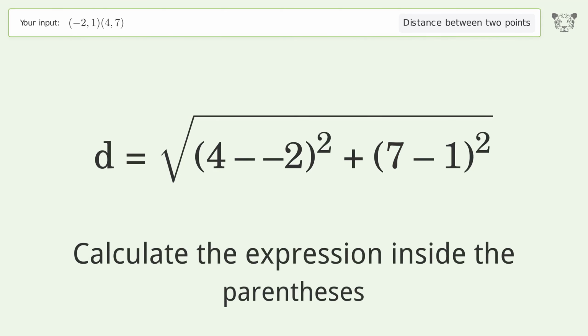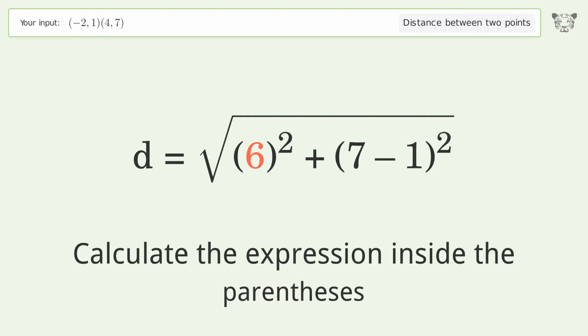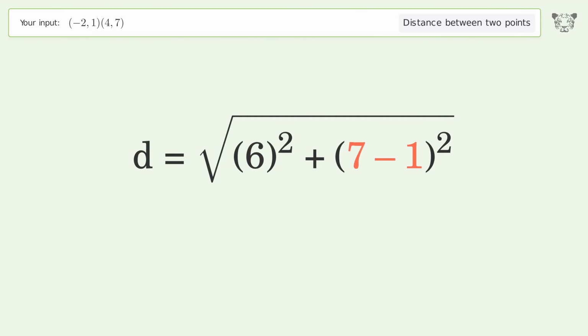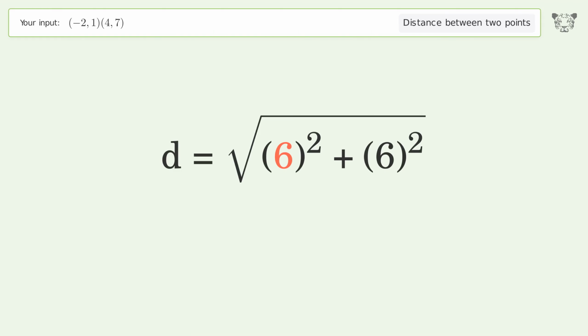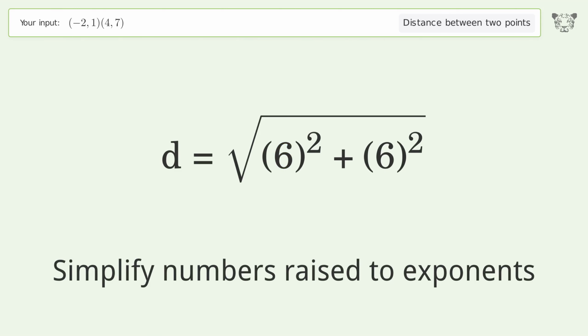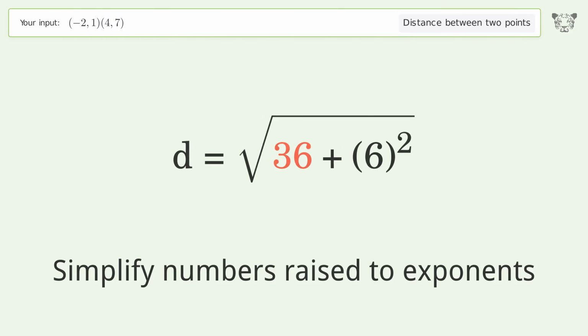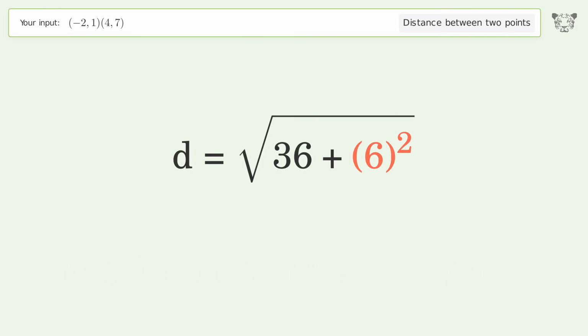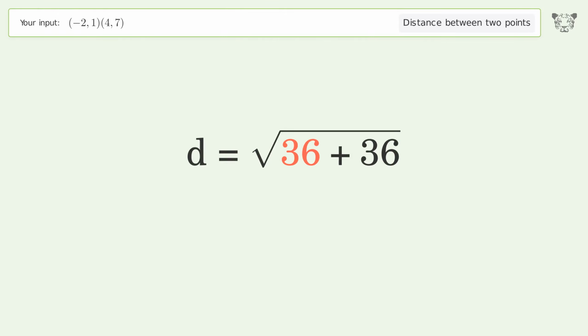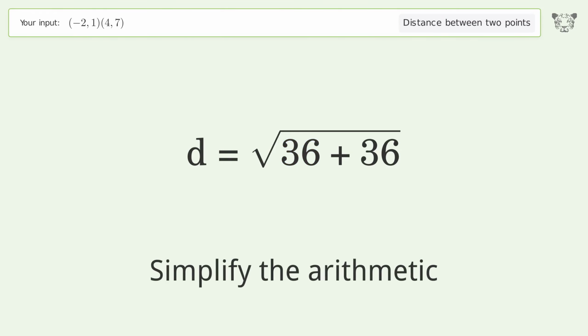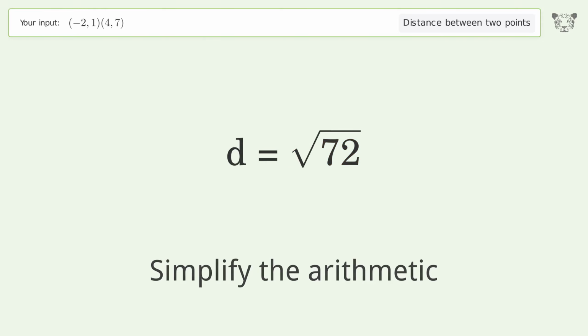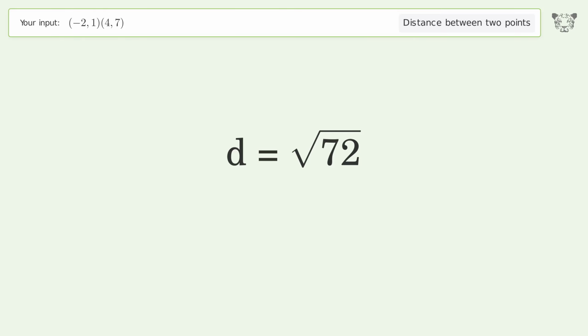Calculate the expression inside the parentheses. Simplify numbers raised to exponents. Simplify the arithmetic. And so the distance between the 2 points is the square root of 72, or 8.485.